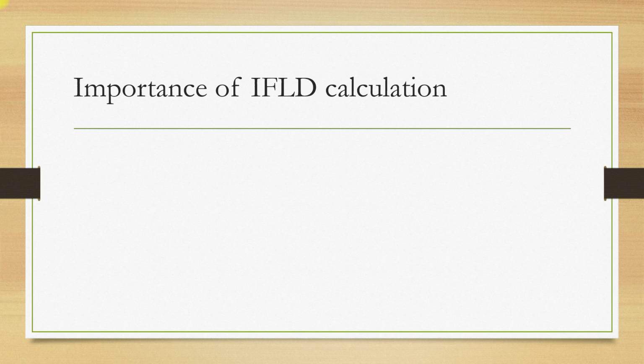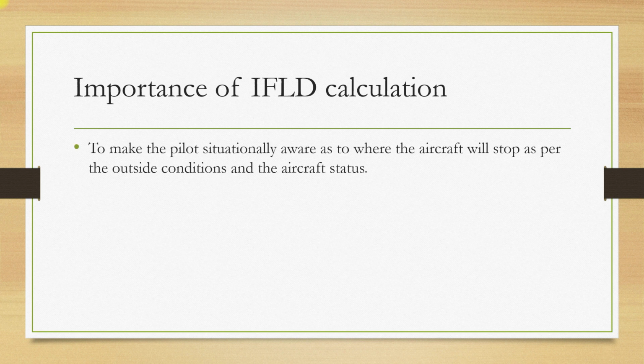What is the importance of in-flight landing distance? Why do we calculate it? The reason is to make the pilot situationally aware of where to stop according to the outside air condition and the aircraft status, because if you're getting headwinds, the landing distance will be less, and if you're getting tailwinds, the aircraft will stop further down the runway. And also on the aircraft status, there might be certain failures which affect the brakes, which will in turn affect the stopping distance of the aircraft.